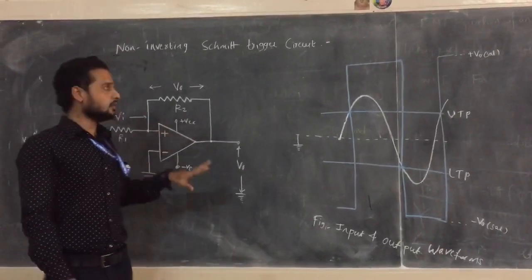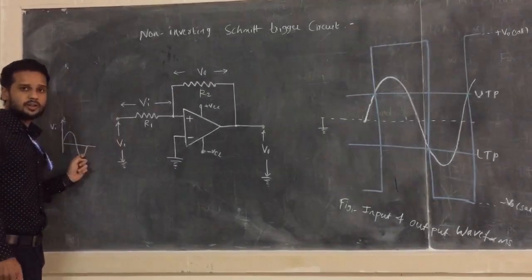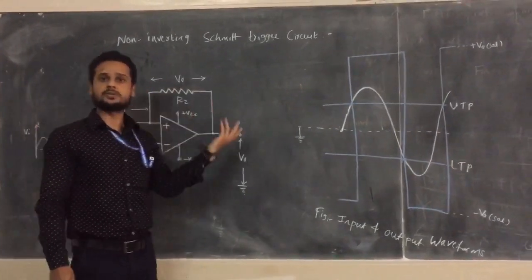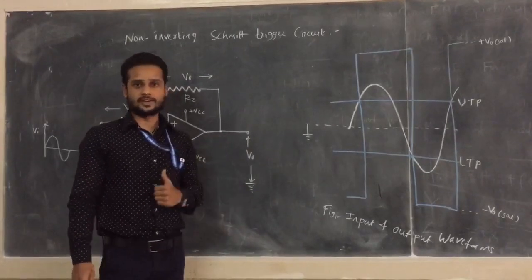So that is what we have achieved. Here also the objective remains the same. Again you are supposed to apply the sinusoidal input and that has to be converted to either a square wave or a rectangular wave. That itself is the application of using the Schmitt-Trigger circuit.